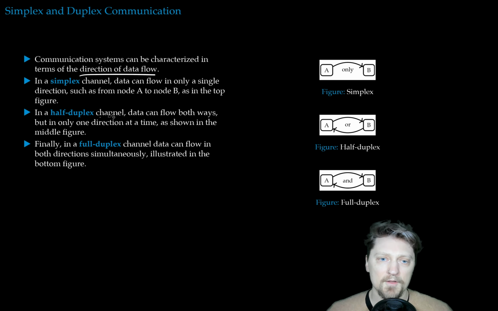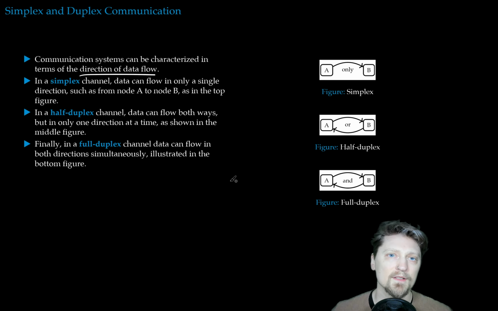In a half-duplex channel, data can flow both ways, but in only one direction at a time, as shown in the middle figure. So either from A to B or from B to A at a given time. Finally, in a full duplex channel, data can flow in both directions simultaneously, as illustrated in the bottom figure. So A to B and B to A, those communications can occur at the same time. In full duplex, you can have communication both ways at the same time.